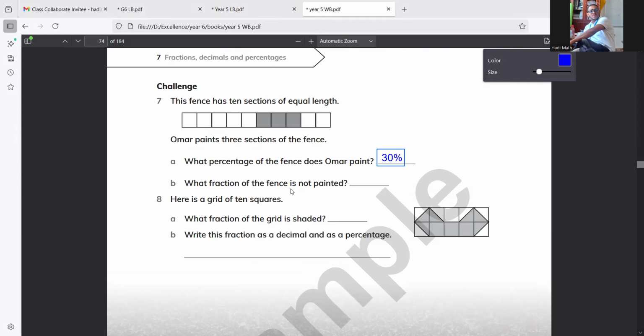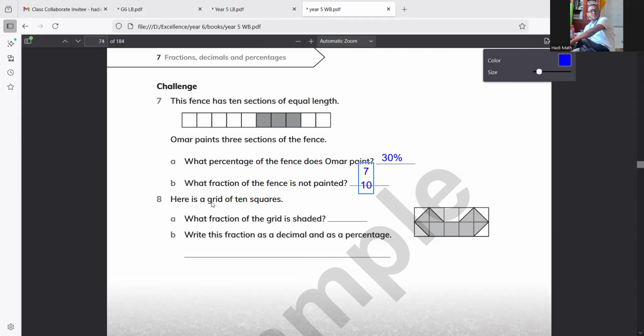What fraction of the fence is not painted? For not painted, you count all of them. We need it as a fraction. Not painted: 1, 2, 3, 4, 5, 6, 7. There are 7. 7 out of what? Out of 10. Because we need it as a fraction.